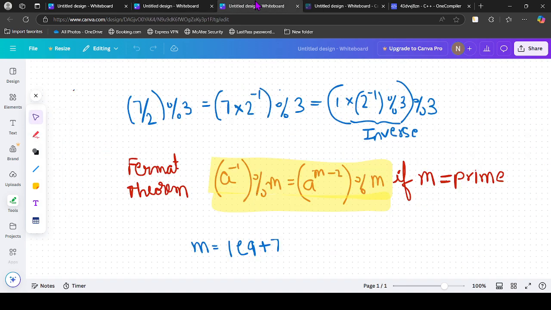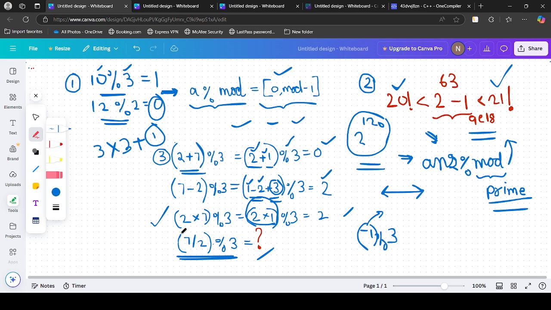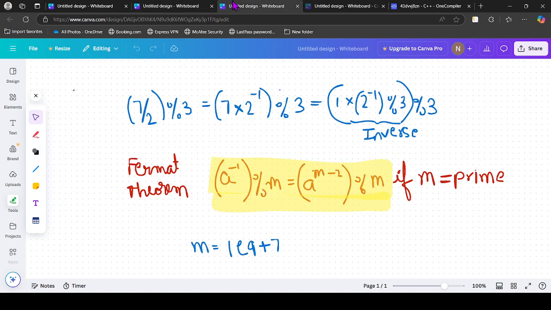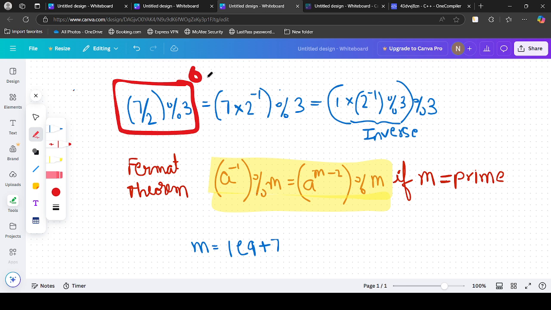And coming to the next one, and now coming to the initial question, what is 7 divided by 2 whole mod 3? So this is not directly 7 mod 3 divided by 2 mod 3, because this should always be an integer and should lie between 0 to 2. So if we try to do 7 modulo 3 by 2 modulo 3, it will not be an integer and it's wrong. So how can we write this?